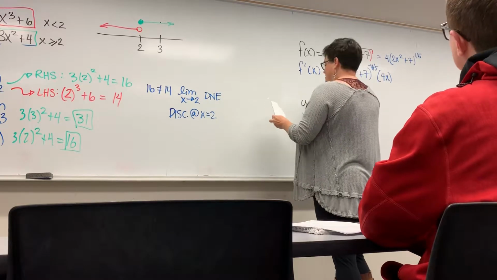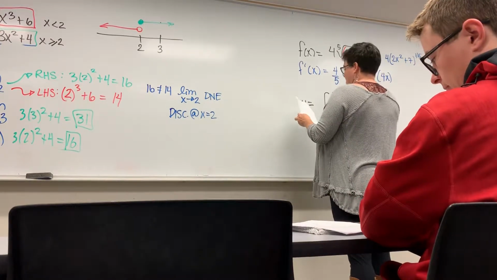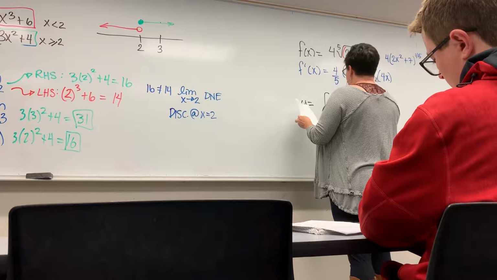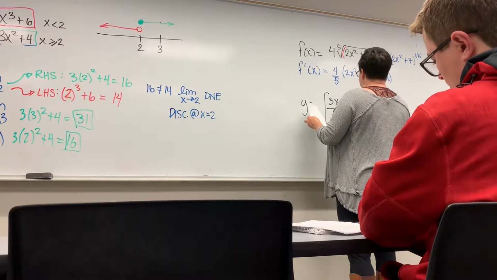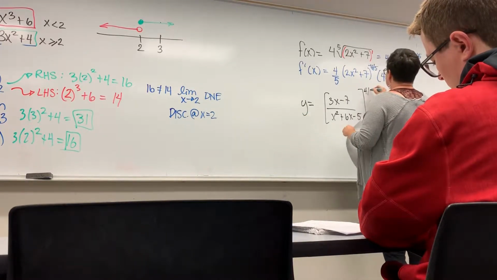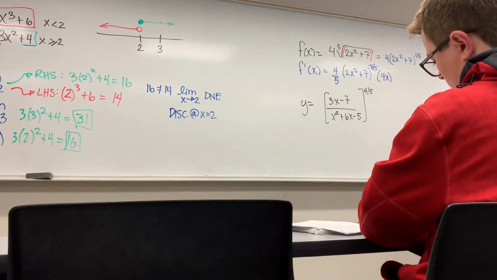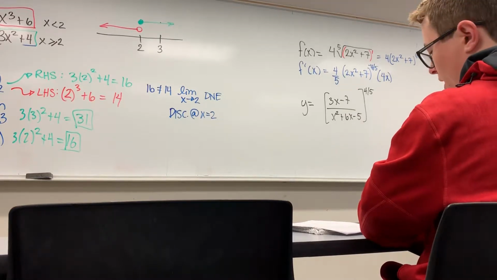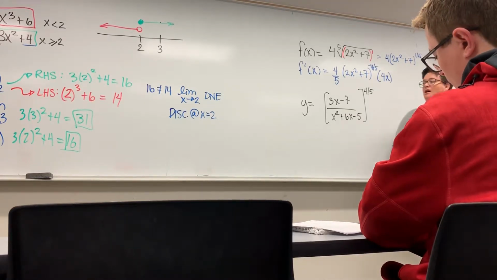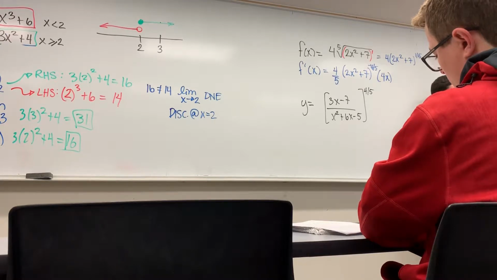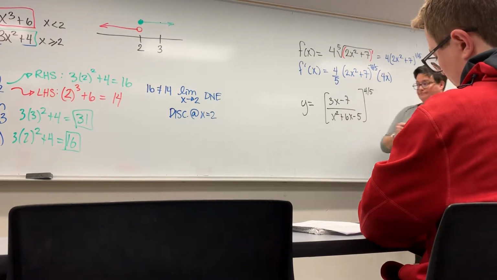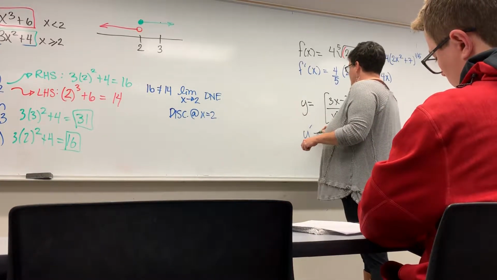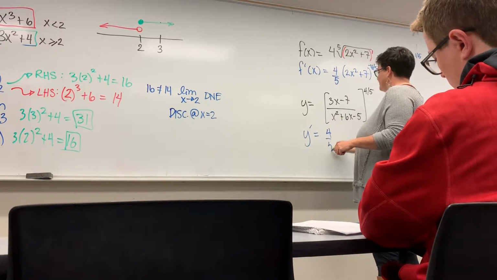y equals 3x minus 7 divided by x squared plus 6x minus 5, to the 4/5. Now, globally, what is this? Yeah, it's a power. Locally, what is it? It's a quotient. So globally, we're going to use d out dn to take the derivative. When we get to dn, we're going to have to do the quotient rule. Here we go. y prime is d out, 4/5 junk.